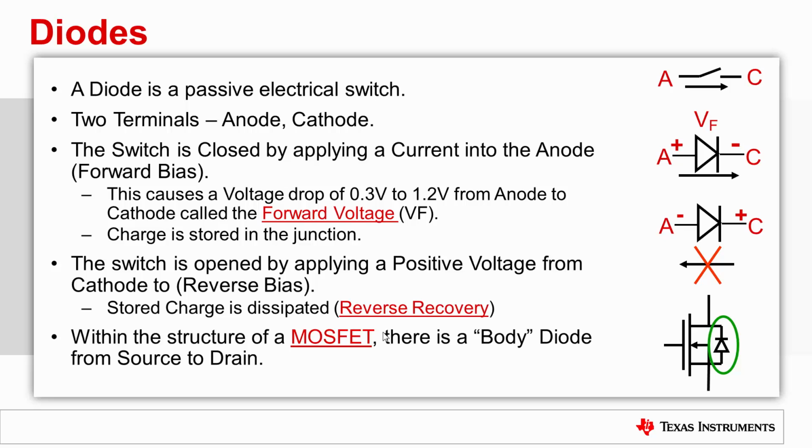To pass current, the anode, represented by the A terminal in the figure, must be at a higher potential than the cathode, represented by the C terminal in the figure. When this happens, the switch is closed and current moves from A to C. The flow of current causes a voltage drop from anode to cathode and can be on the order of about 300 millivolts to 1.2 volts. This is called the forward voltage.